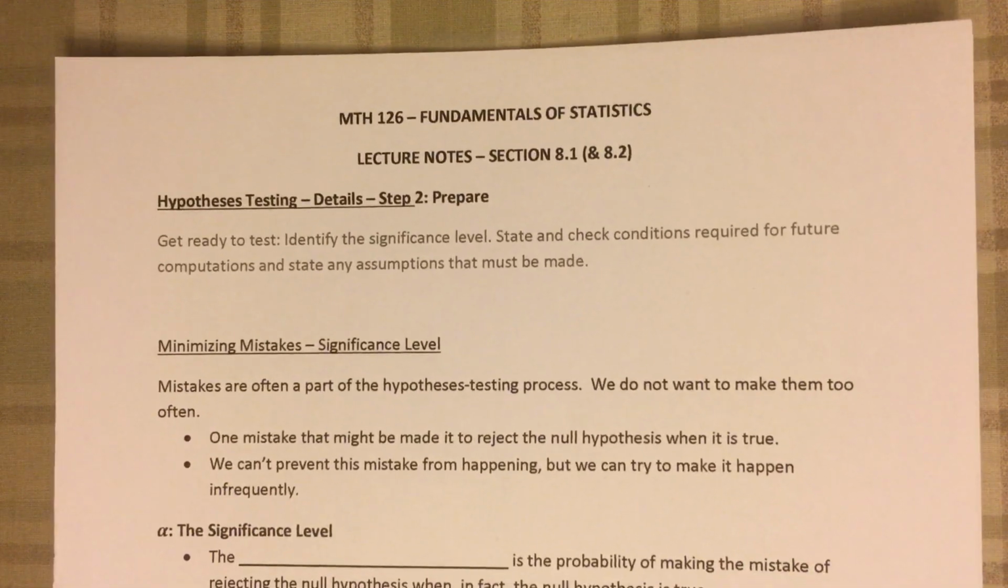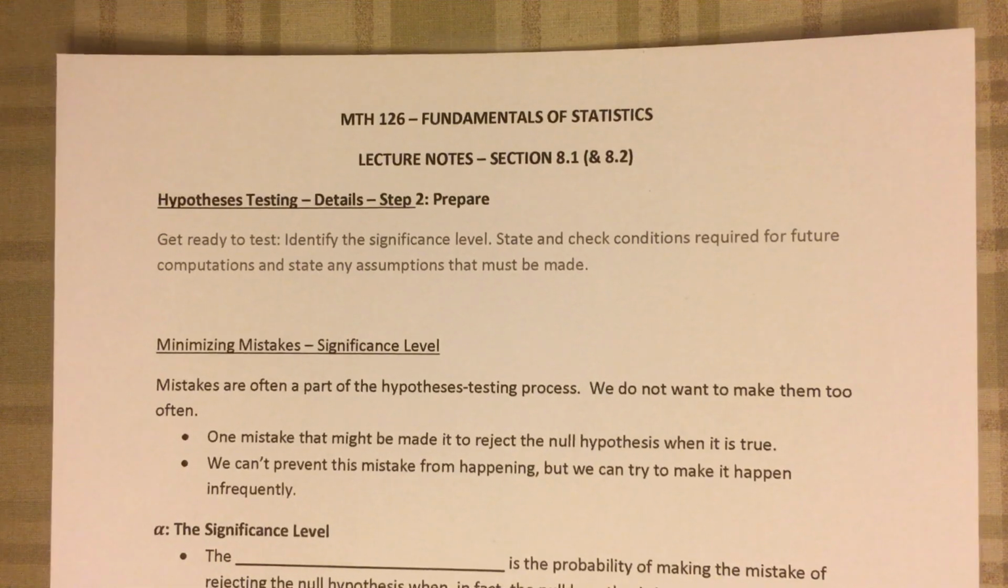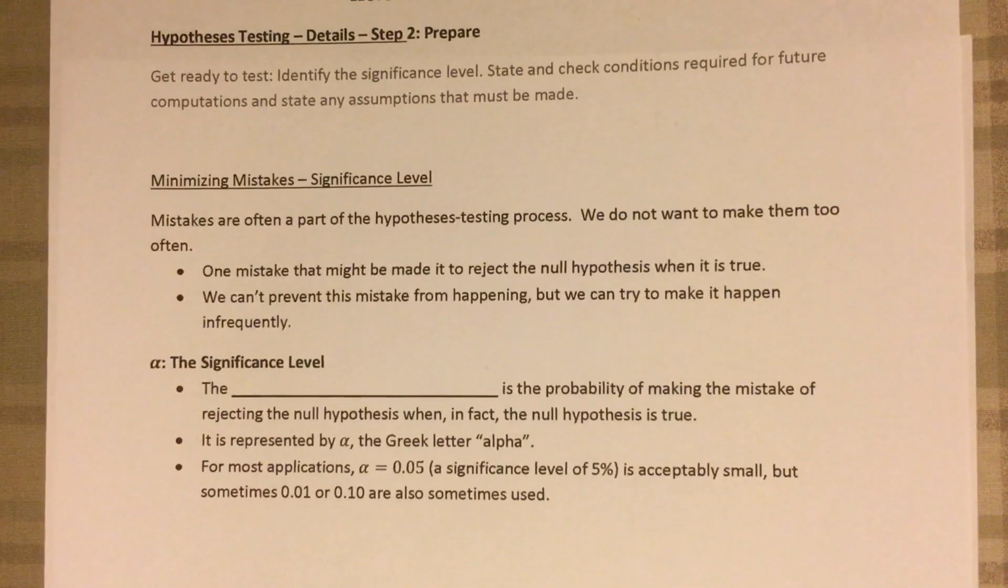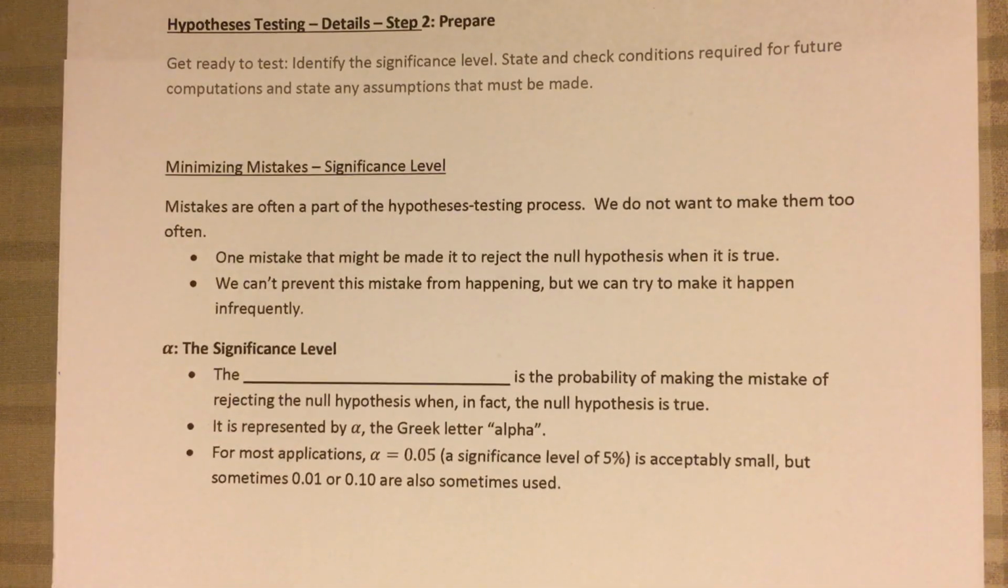So our second step of our hypothesis testing process is that we're going to want to prepare to work through our hypothesis test. So we're going to identify our significance level, which is the first thing that we're going to talk about, and then we're going to state and check conditions that are required for future computations and state any assumptions that must be made. All right, so let's first talk about this new term of significance level. As we're doing any sort of statistical analysis, mistakes happen. So mistakes are often part of our hypothesis testing process.